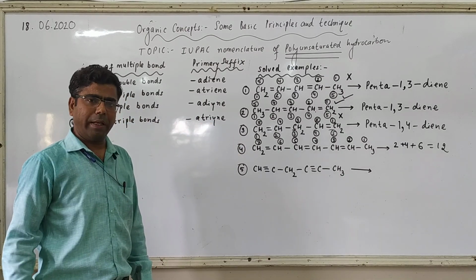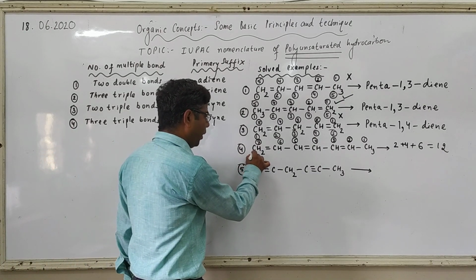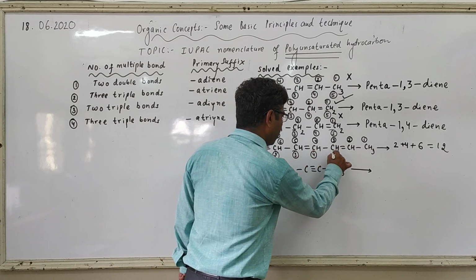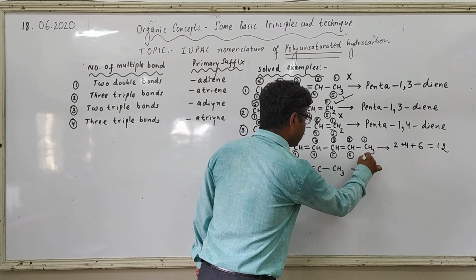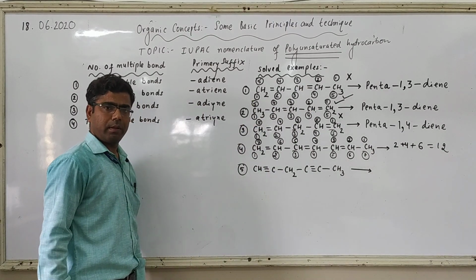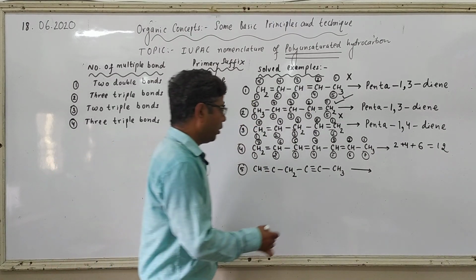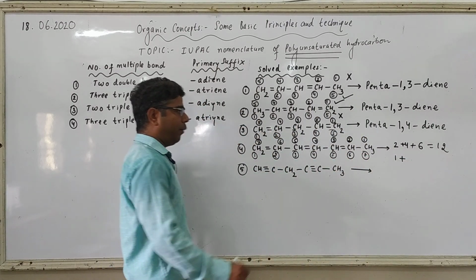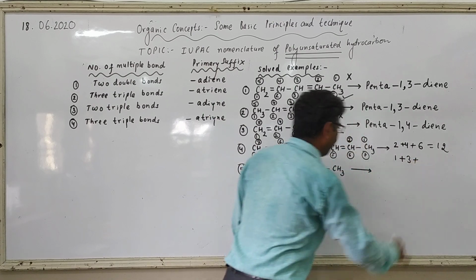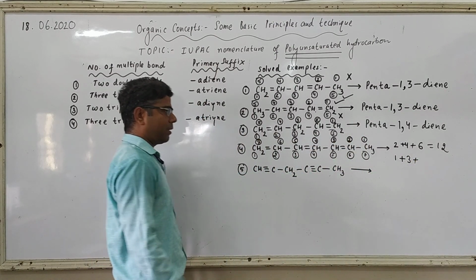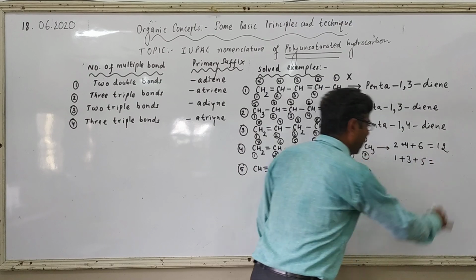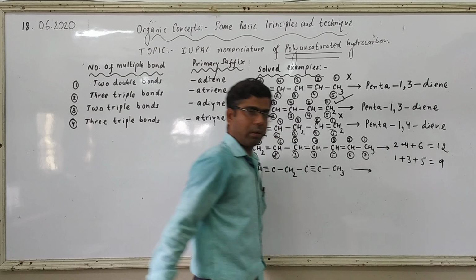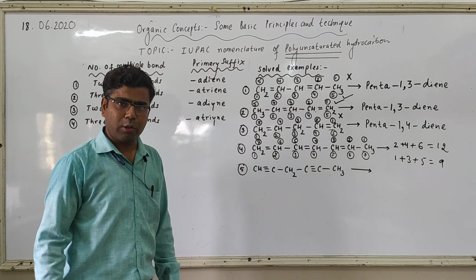Let us take from left hand side also. 1, 2, 3, 4, 5, 6 and 7. Double bond first between 1 and 2. So here it is 1 plus. Second double bond between 3 and 4, it is 3 plus. Third double bond between 5 and 6, so lowest number 5. 5 plus 3 is 8, 8 plus 1 equals 9. So after 12 and 9, 9 is lowest.